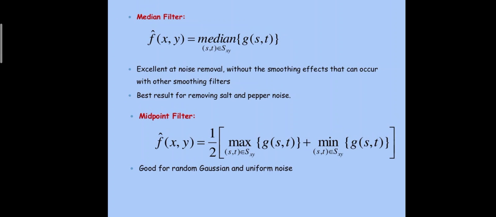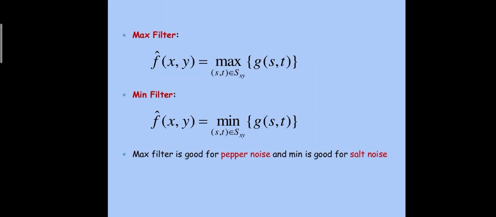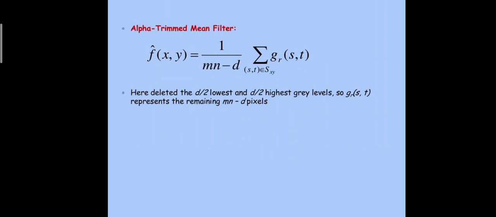The median filter, these are some formulas or functions, so you can read them out. Max filter, min filter: max is also good for pepper noise, and min filter is good for salt noise. If you want to remove them separately, you can go for the max filter or the min filter. Alpha trimmed mean filter.